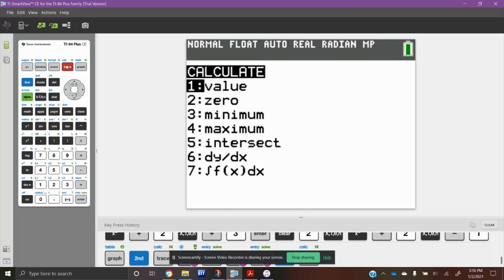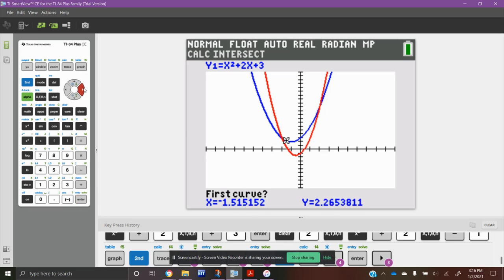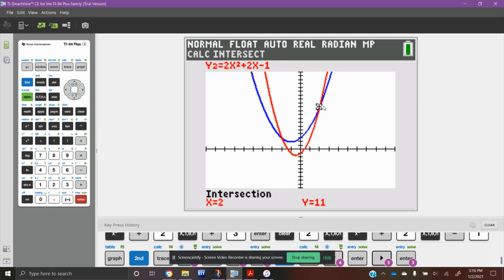To find my second one, I'm going to go back to second trace, go down to intersect, and I'm going to move it closer to my other point. Hit enter, enter for second curve, enter for guess, and I get 211. Okay, so those would be my 2 solutions for this one, -2, 3 and 211.